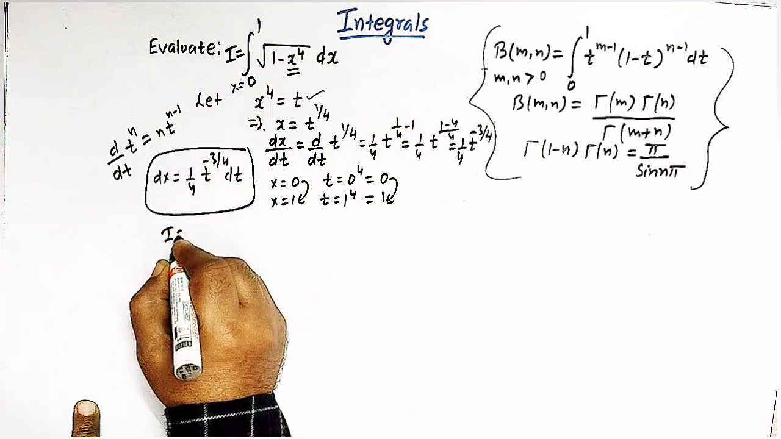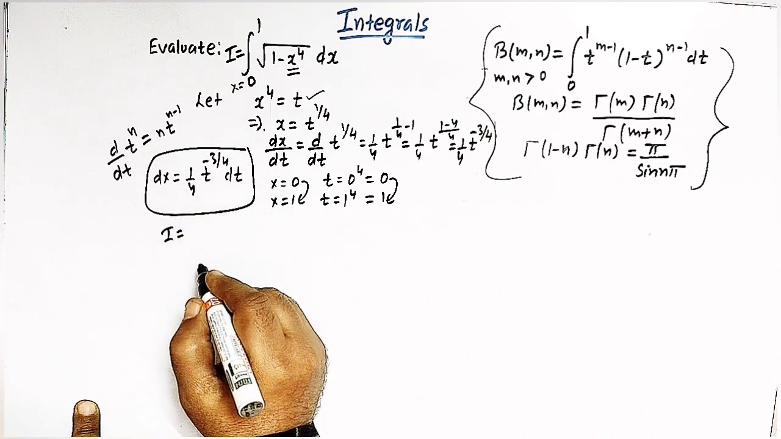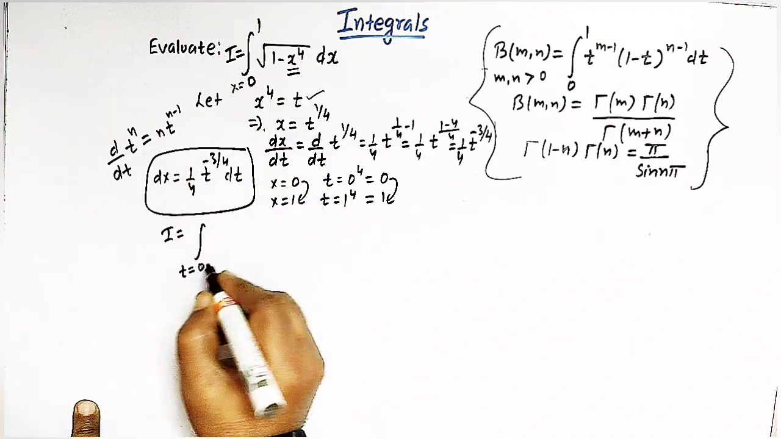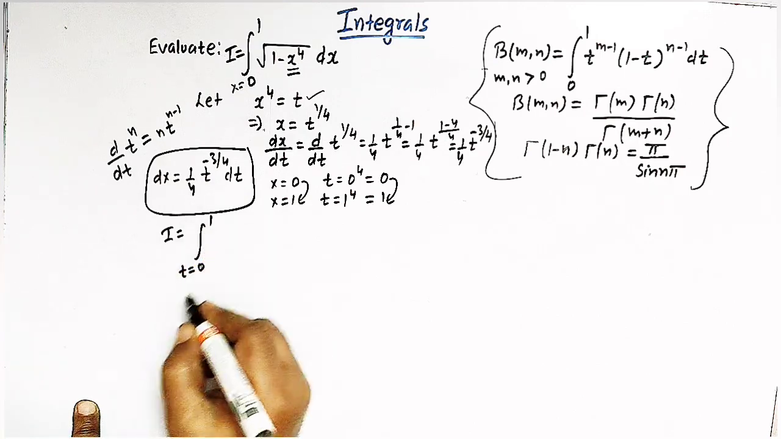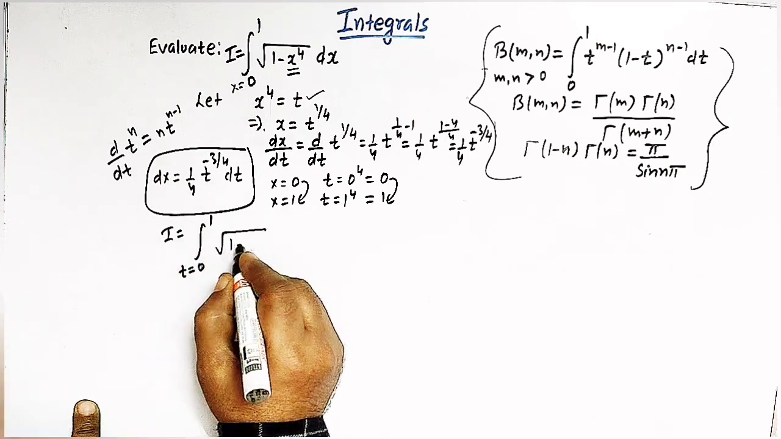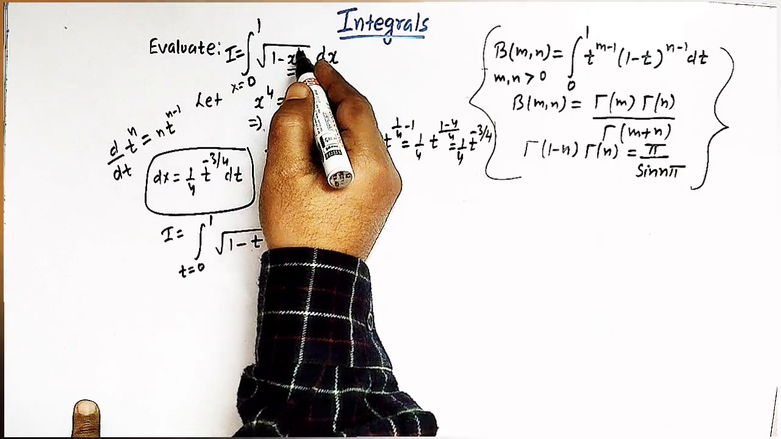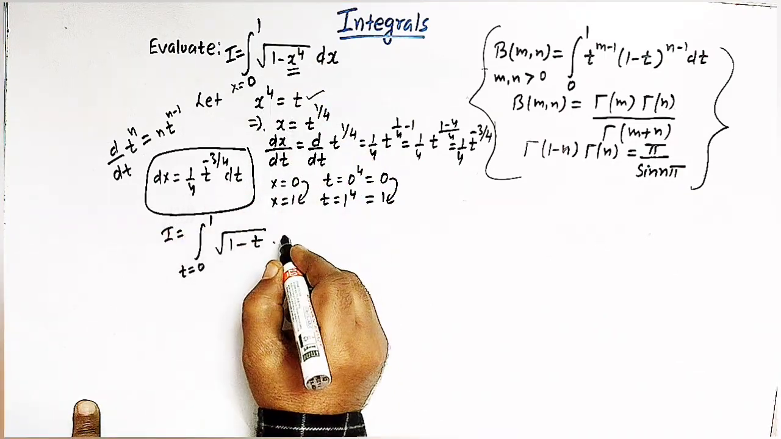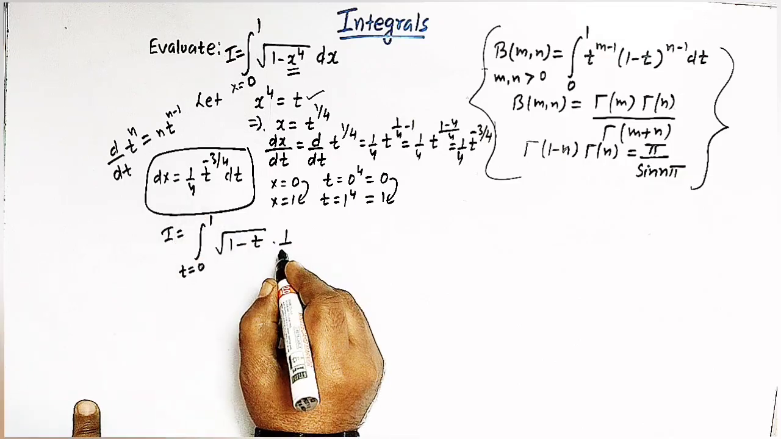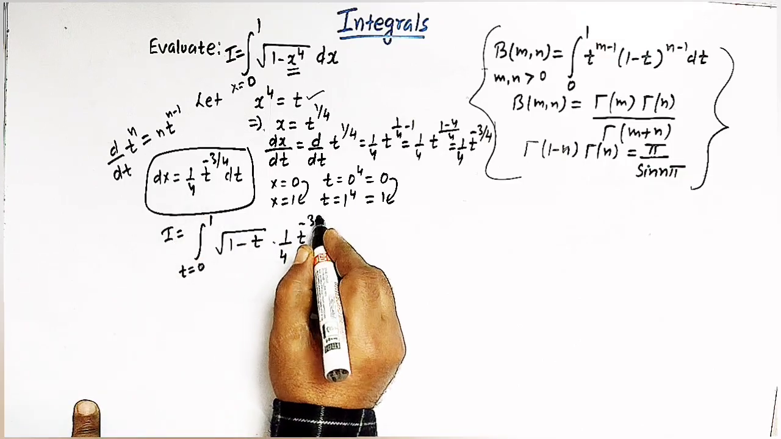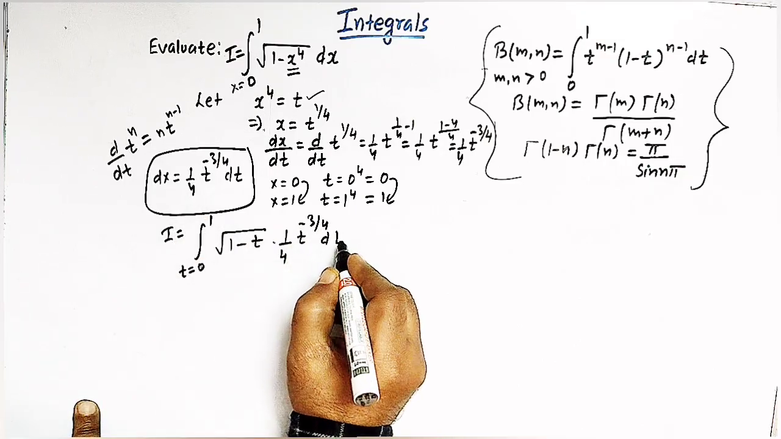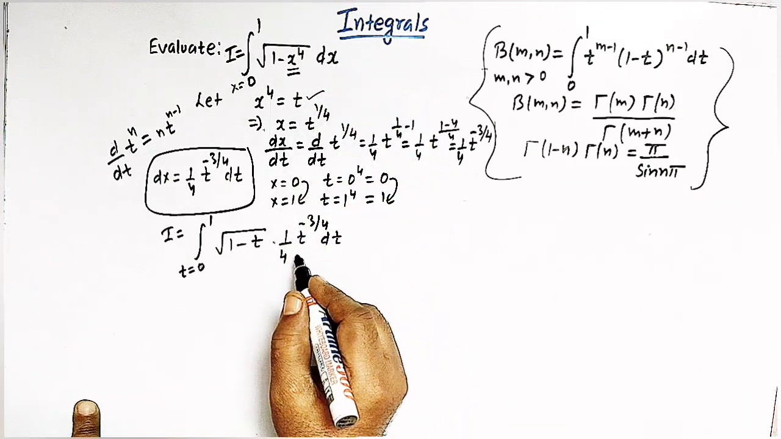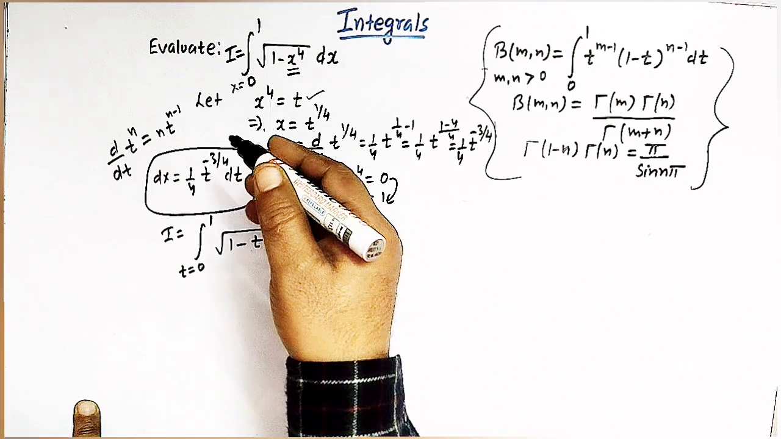So we can now write this integral I in terms of t. So we can now write t is equal to 0 to t is equal to 1, and we have square root of 1 minus t. For x raised to 4 we'll write t, and for dx we can write 1 over 4 t raised to minus 3 by 4 dt. So now this integral is reduced to this one by the method of substitution.